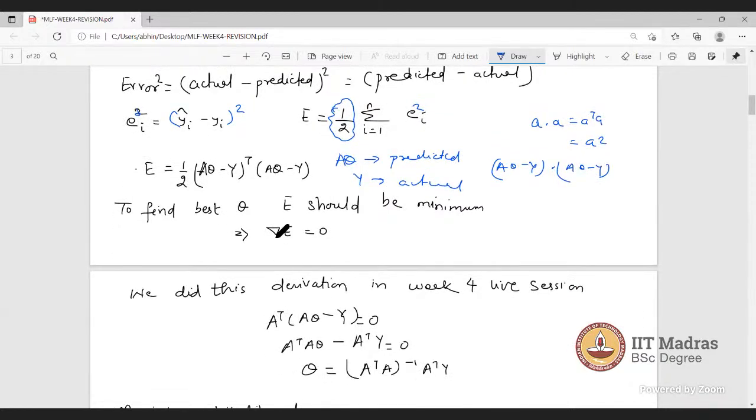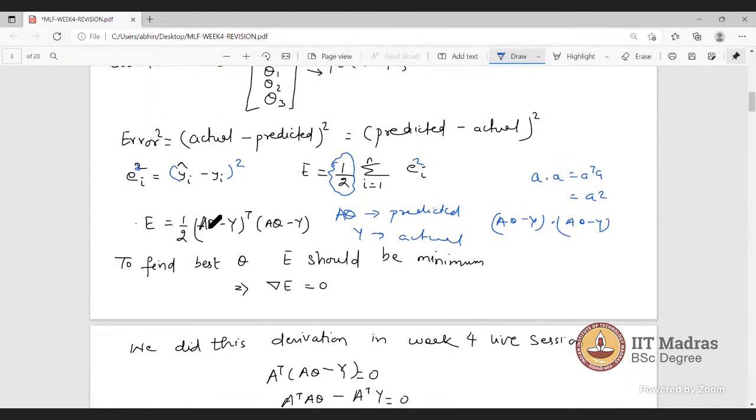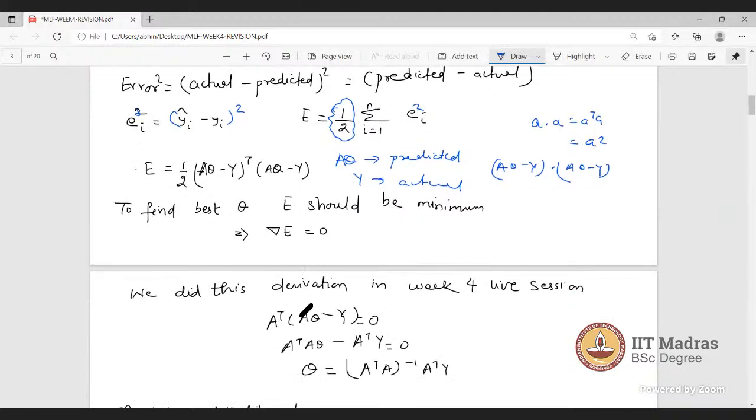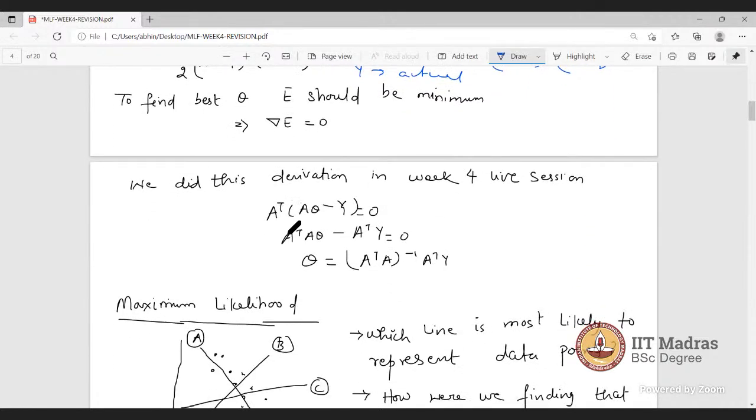Now, when we take the gradient of this thing, (A theta minus y) transpose (A theta minus y), we get A transpose (A theta minus y) equal to 0. This detailed derivation was done in the week 4 live session. I think in the first live session of week 4 we derived it in detail. So for the revision session, I'm skipping that part. You can refer to that live session and see how we did all these things.